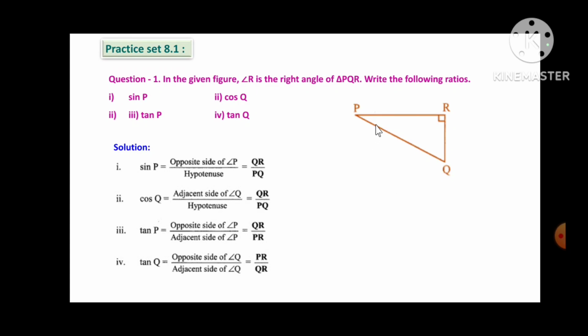Tan P, this is tan P. Tan ratio means the opposite side upon adjacent side. As far as this angle P is concerned, the opposite side of this angle P is QR and adjacent side is PR. So we'll get the ratio QR upon PR. Tan Q, for this angle Q, tan ratio means opposite of this angle Q to the adjacent of this angle Q, which will be PR upon QR.